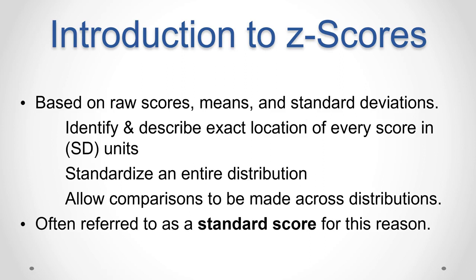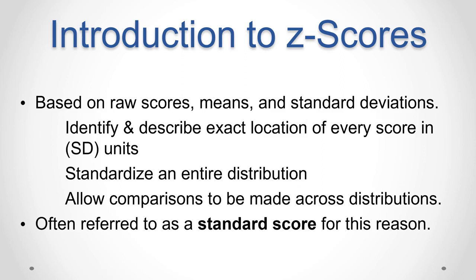The z-score identifies position and potential outliers as well. Remember, the empirical rule tells us that for a bell-shaped distribution, it is unusual for a data value to fall more than two or three standard deviations from the mean. Z-scores are based on raw scores, means, and standard deviations.